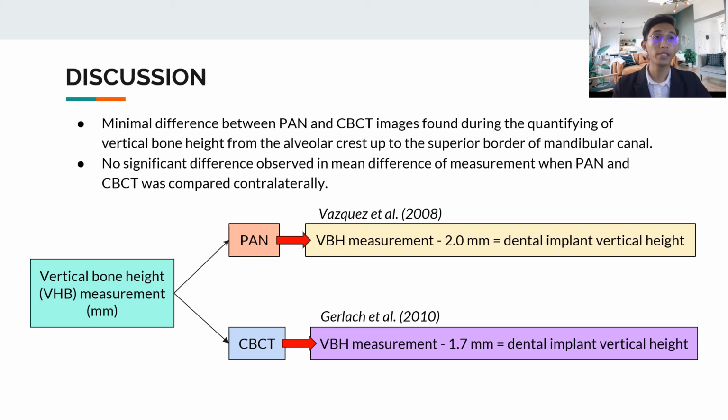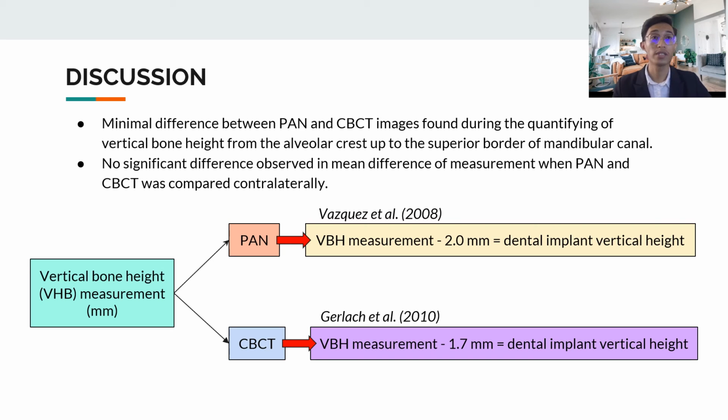Besides, comparison of the contralateral segment of the posterior mandible resulted in no significant difference in mean difference between panoramic and CBCT. This may indicate reliability of both panoramic and CBCT images in evaluating the respective contralateral segment of the mandible. Furthermore, a good prognosis dental implant should not interfere with the mandibular canal, where the inferior alveolar nerve runs through.